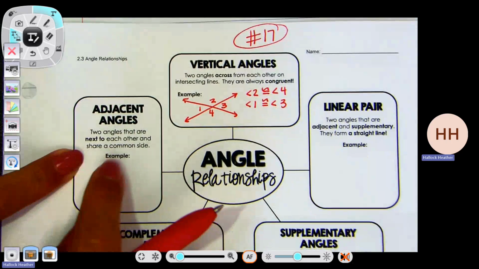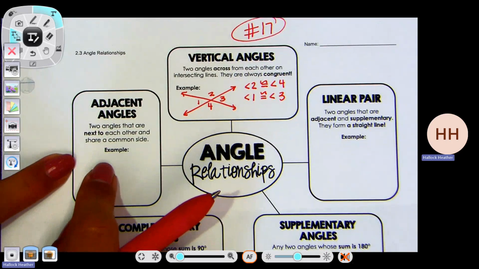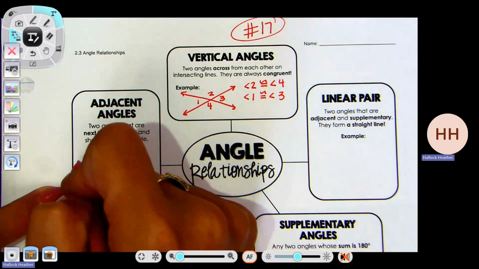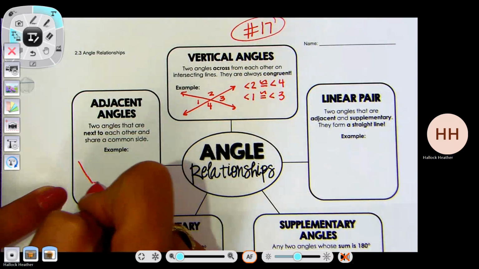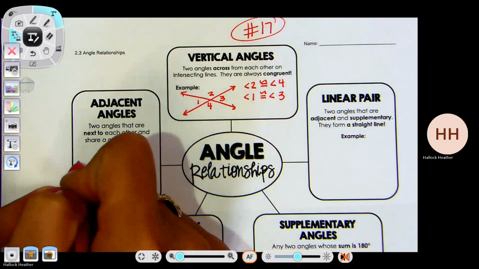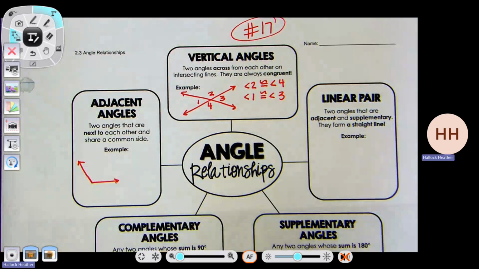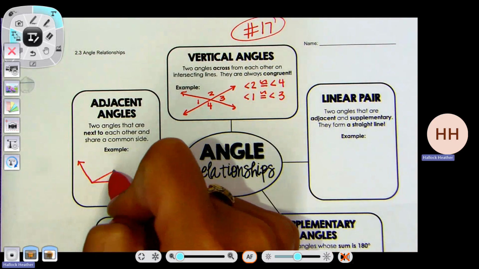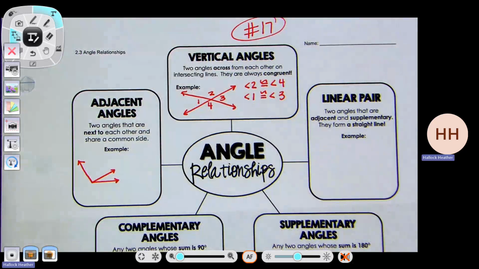Okay. The next thing is adjacent angles. These are angles that are actually touching each other. So I'm going to draw an obtuse angle. I have an obtuse angle. And then I'm going to draw a ray, not going through the middle. It's not bisecting it. It's not cutting it in half, but I'm going to go from the center and come out a little bit. So one's a little bit obtuse and one's acute.